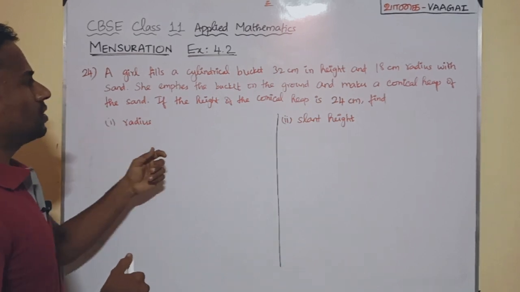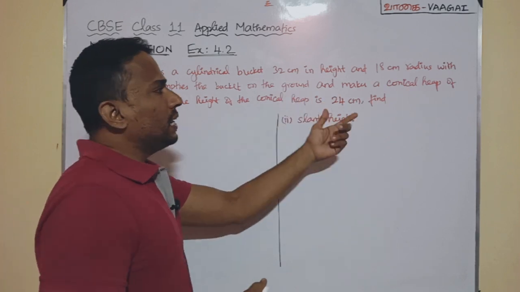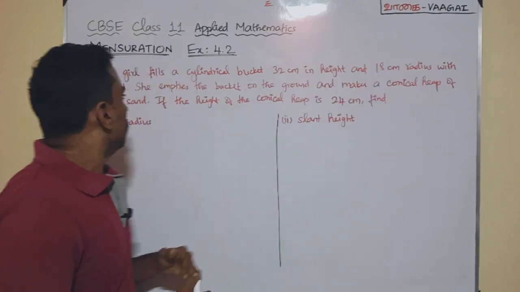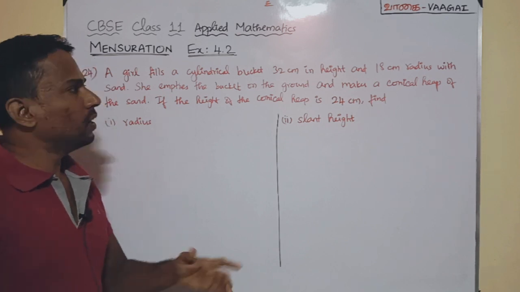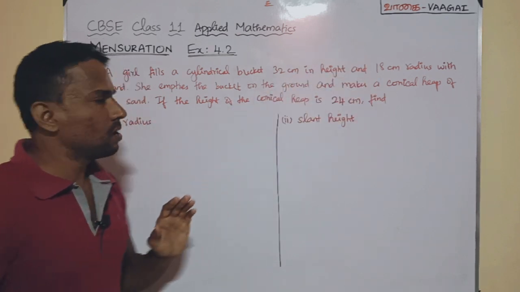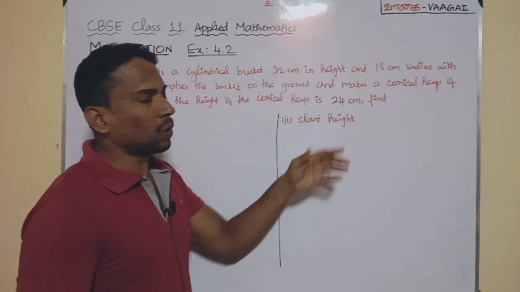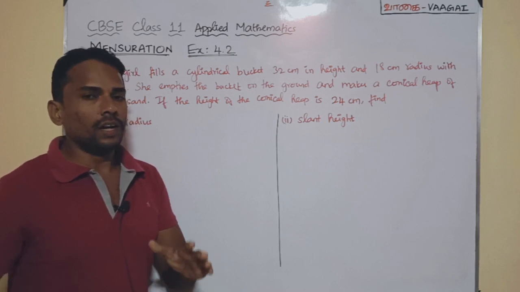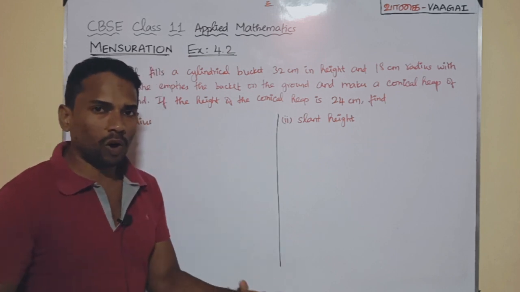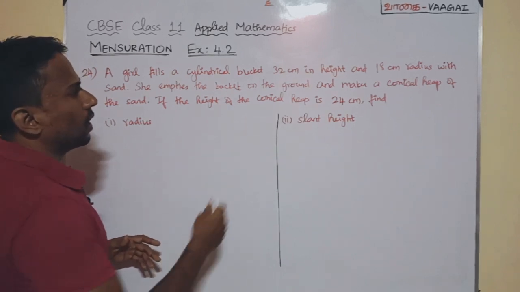A girl fills a cylindrical bucket which is 32 centimeter in height and 18 centimeter radius with sand. So a girl is going to fill a bucket. The bucket shape is cylinder. They gave the height and radius. Now she is emptying the bucket on the ground and makes a conical heap. Whatever sand she collected in the cylinder, she is going to pour it down to form a conical heap. That's what is happening here.